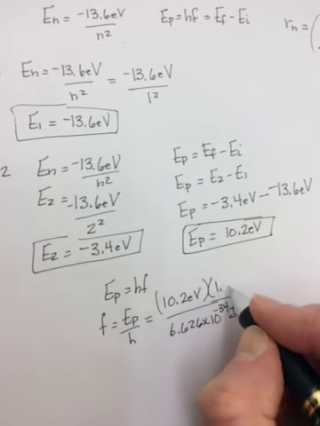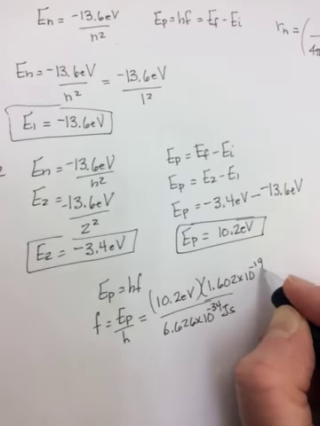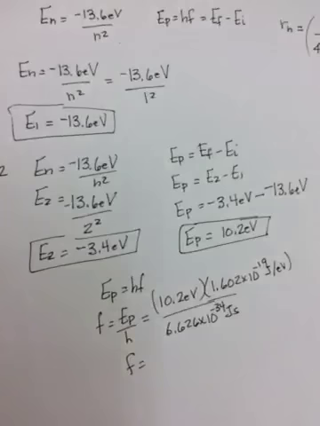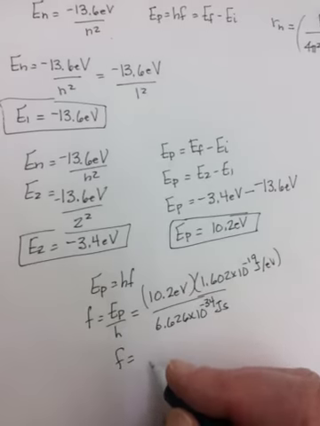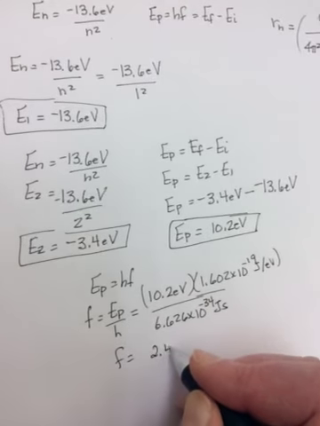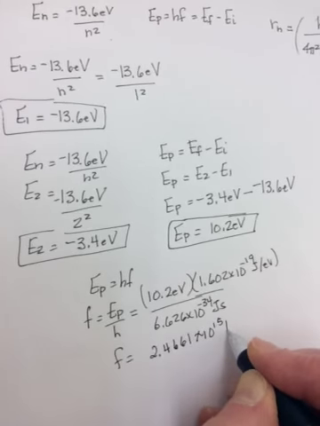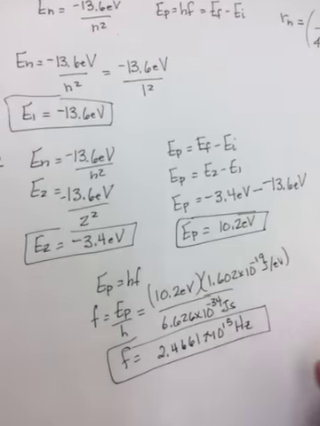Oh, joule seconds, electron volts. We need to convert this to joules. So 1.602 times 10 to the negative 19 joules per electron volt. So 1.602 times 10 to the negative 19, and then divided by 6.626 times 10 to the negative 34, and you should get a frequency of 2.4661 times 10 to the 15th hertz. Okay? So you get a feel for how to do this.